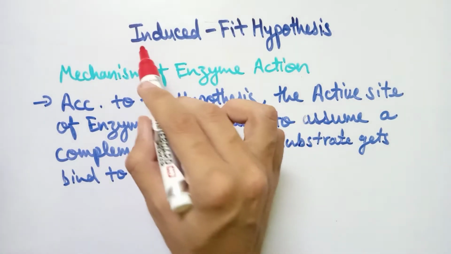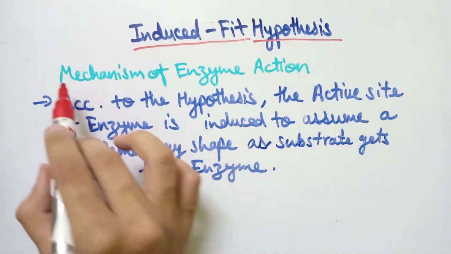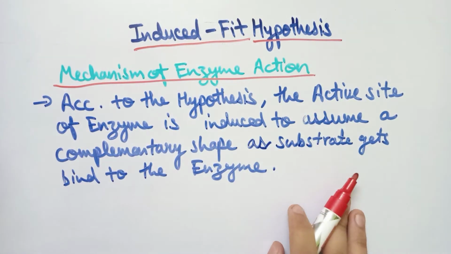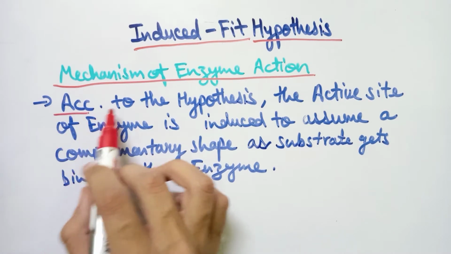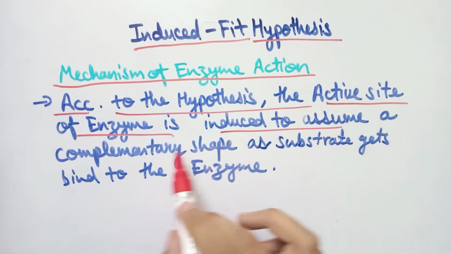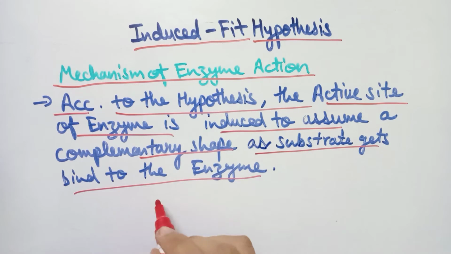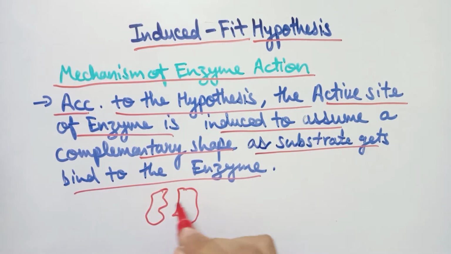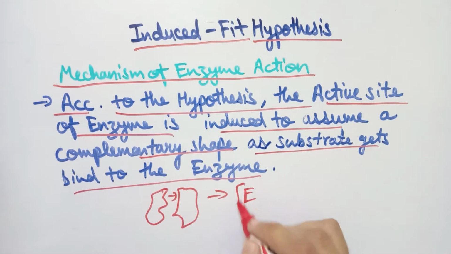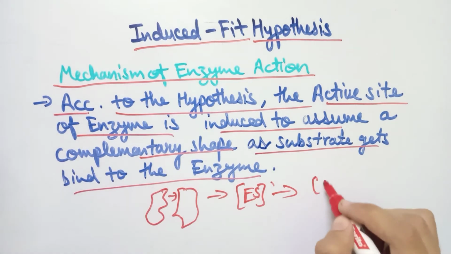Today we will study the induced fit hypothesis. This is the second type of hypothesis that tells us about the mechanism of enzyme action. According to this hypothesis, the active site of an enzyme is induced to assume a complementary shape as the substrate binds to the enzyme. As the enzyme binds to a substrate, it forms an enzyme substrate complex, and then it produces a product.